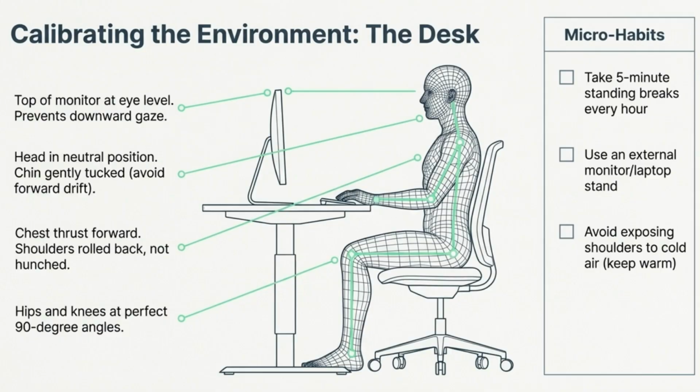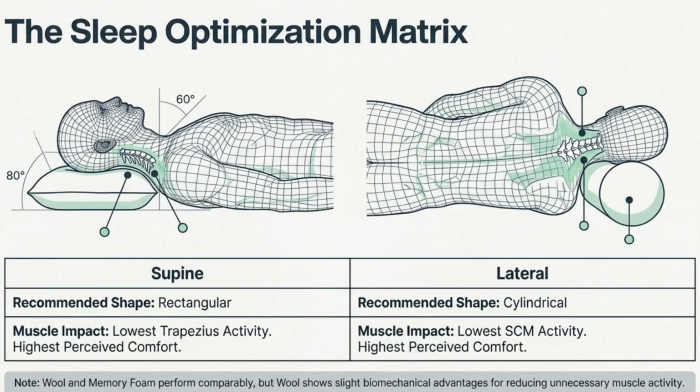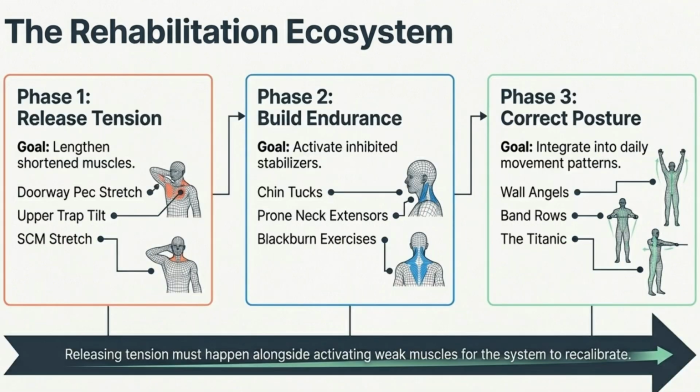Begin by calibrating your environment. Ensure your monitor is at eye level, your head is in a neutral position, and your hips and knees are at 90-degree angles. Also, take standing breaks and use a monitor stand. Optimizing sleep posture is also crucial. Use a rectangular pillow if you sleep supine, or a cylindrical one if you sleep laterally, to maintain the natural alignment of your cervical spine.